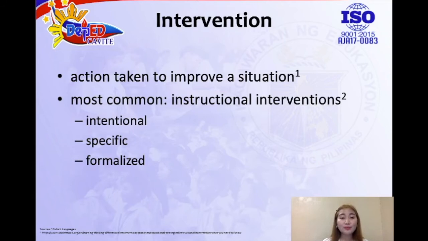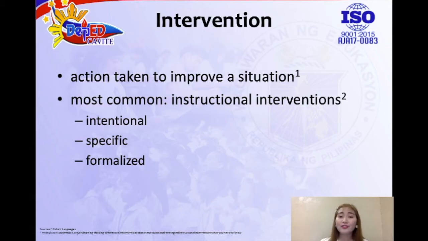Okay, so let's move to intervention. What is intervention? It is an action taken to improve our situation, or something that we do to solve a problem. Other teachers call it diskarte. If you find a problem in your classroom, in online class, in modular class, and you thought of a solution, that could be your intervention.